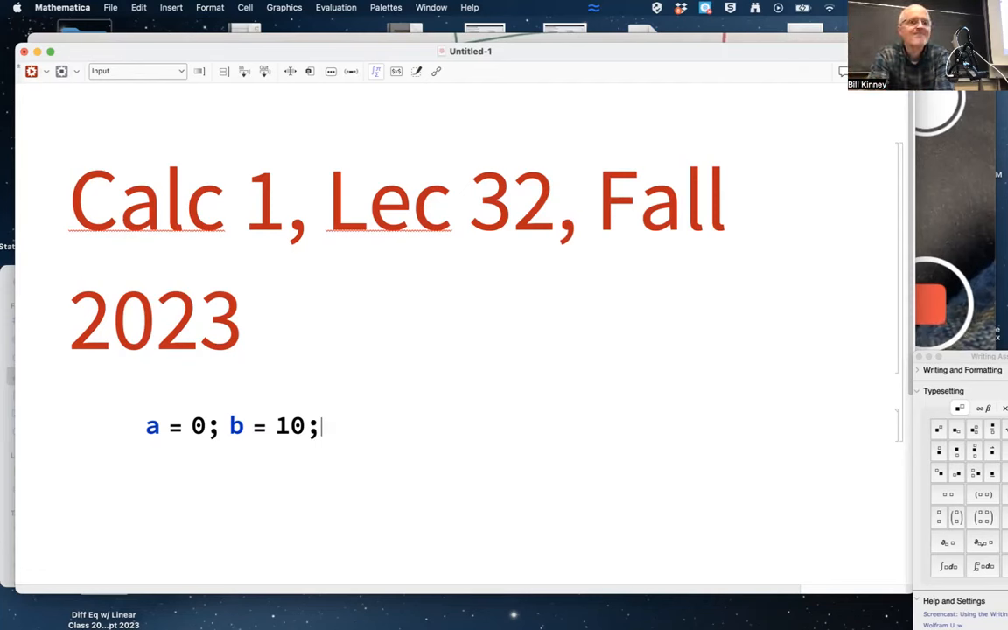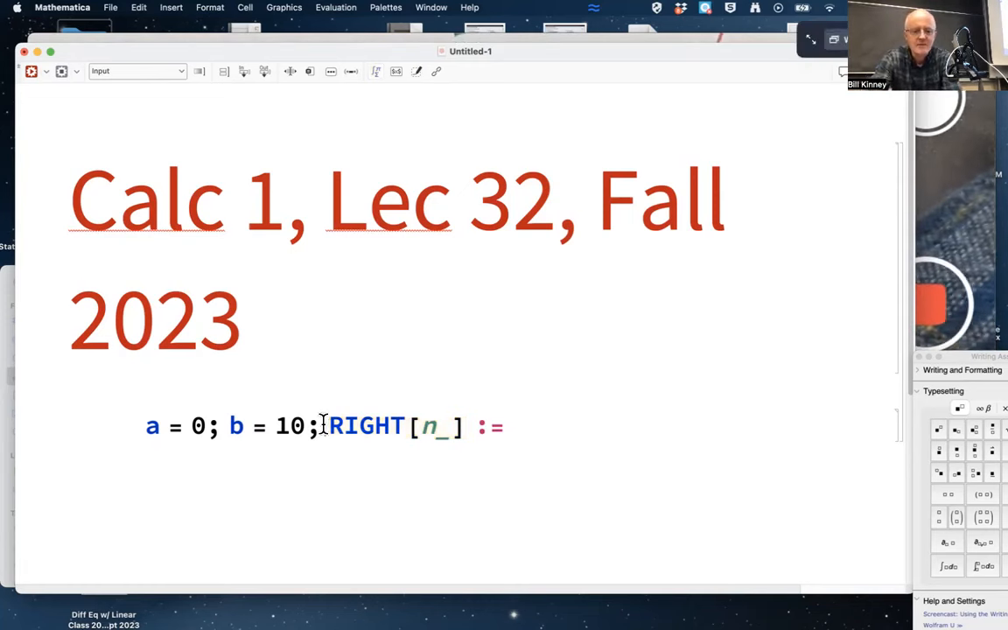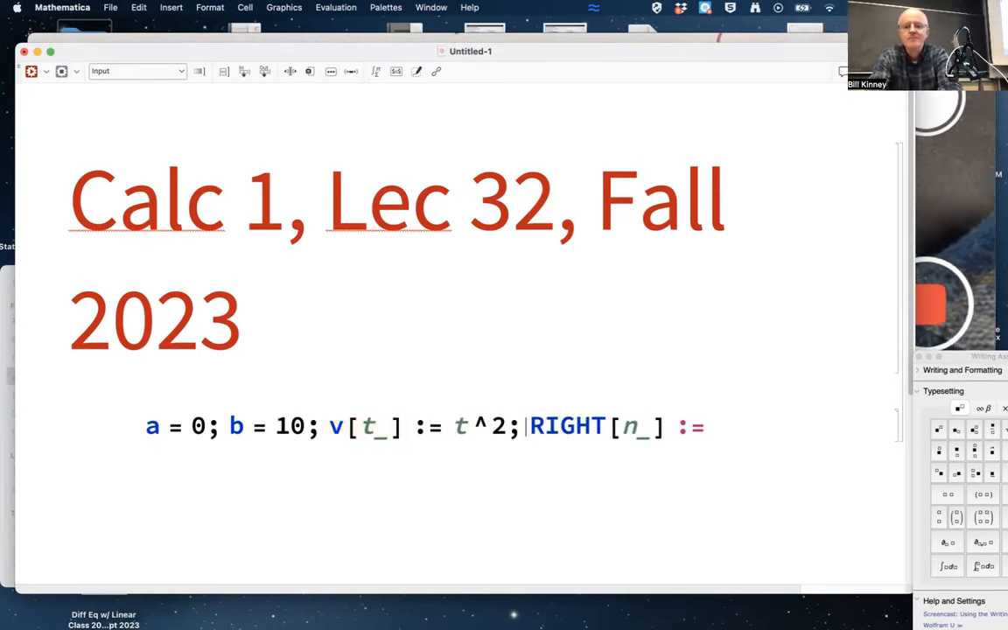Well, let's do it like this. I can type left. Let's do right first. Right as a function of n. I better put my v of t in there as well. V of t as a function of t is t squared. Right as a function of n. I'm about to write a right-hand sum with n rectangles. But wait a minute. How can I do that when I don't know n?